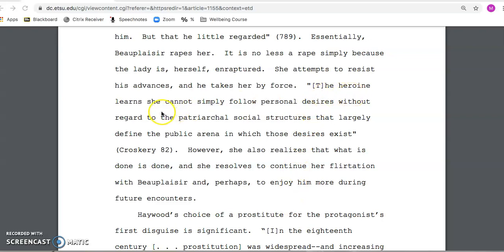The heroine learns she cannot simply follow personal desires without regard to the patriarchal social structures that largely define the public arena in which those desires exist. So notice this is not from Haywood. This is from a different author. So this is a quote from a text that is about the Phantomina story.